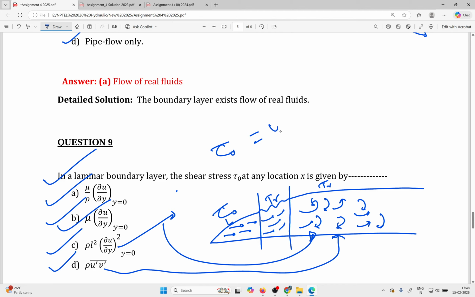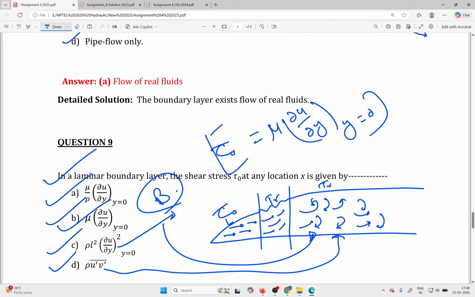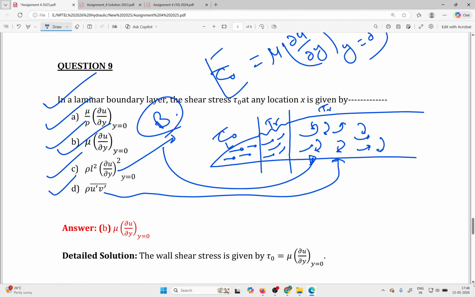Tau is dynamic viscosity mu times del U by del Y. This will be your correct option here. Option B will be correct for question number 9. Next question.